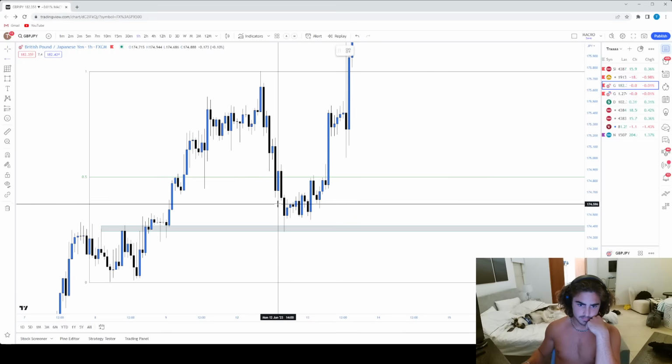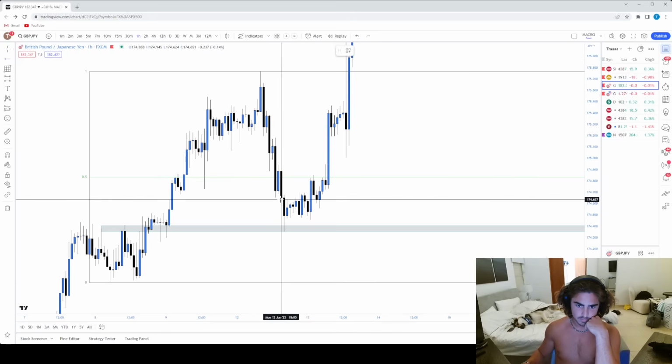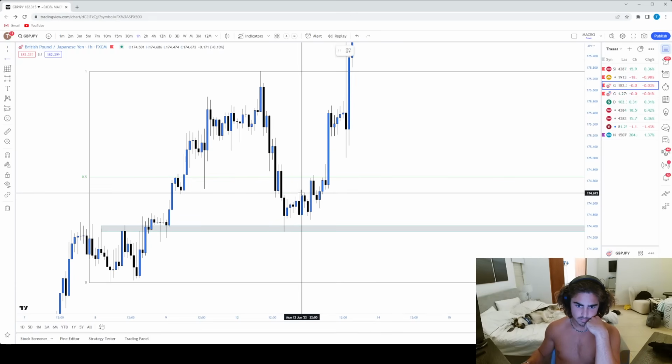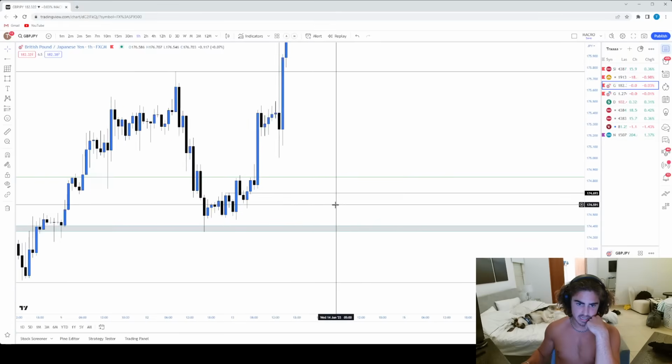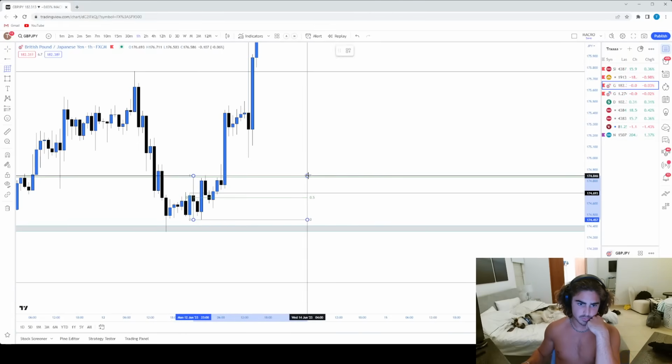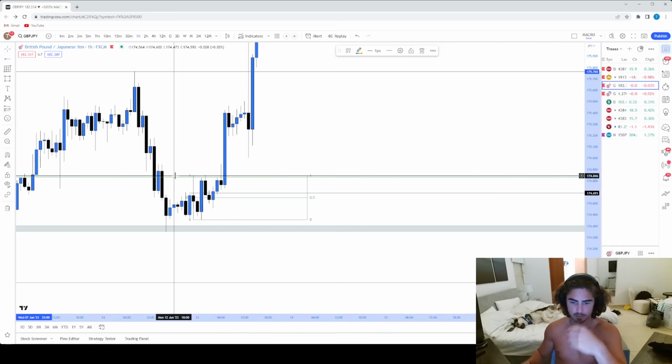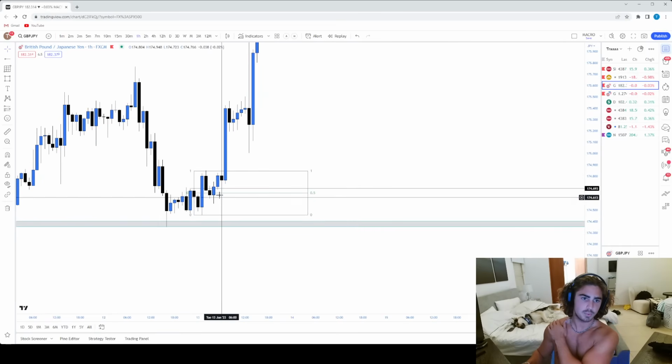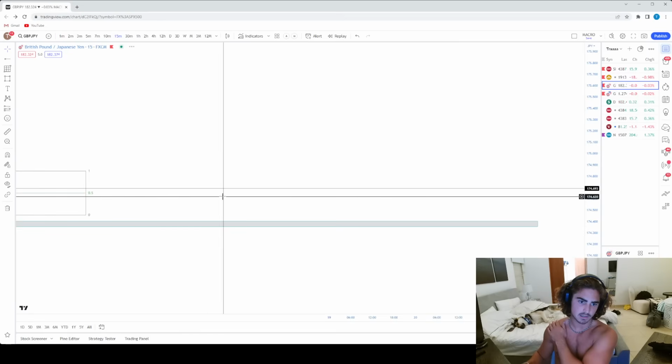Okay, 1 hour. We get a break of structure on this candle. Oh, we can't find a good enough entry. Perfect. Wait for it to come back down into equilibrium. Okay, boom. Price comes down into equilibrium, rallies higher. What can you do? Scale it down to the 15.